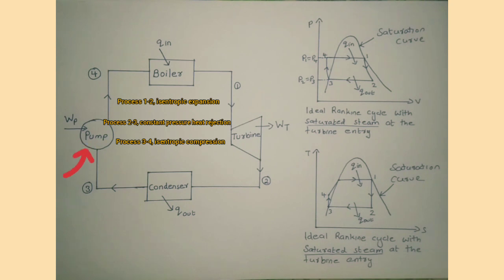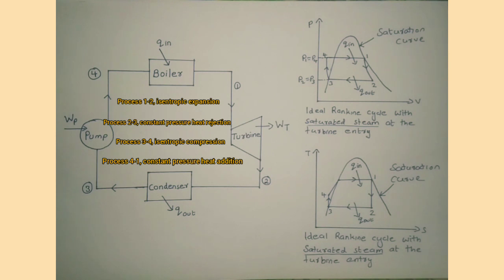Here, steam rejects heat Q out to the surroundings and condenses to saturated liquid. Process 3 to 4 is isentropic compression in pump. The saturated liquid is compressed by consuming pump work WP. And process 4 to 1 is constant pressure heat addition in boiler. The liquid is vaporized to saturated or superheated steam by consuming heat input Q in.